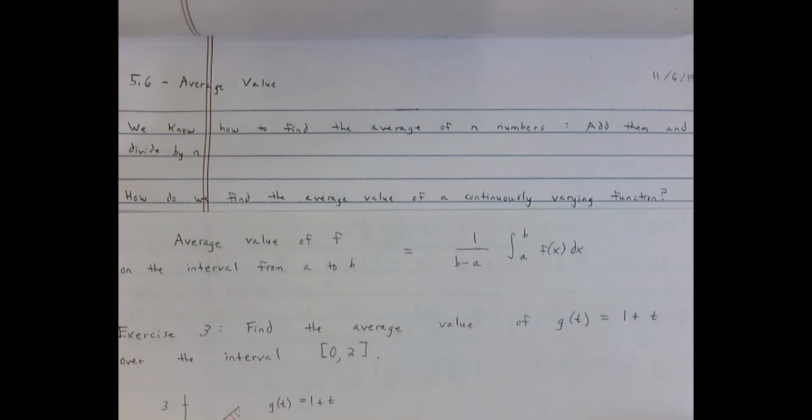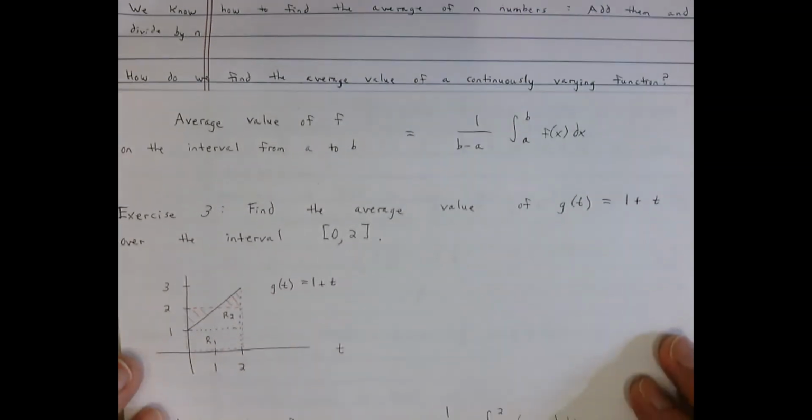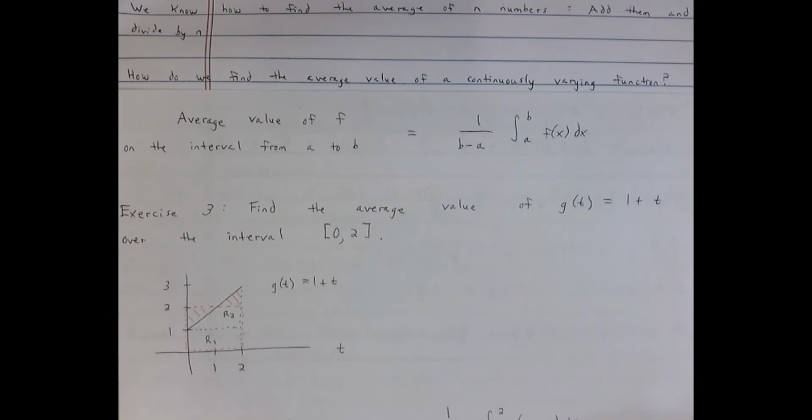Let's look at an example. Find the average value of g of t equals 1 plus t over the interval 0 to 2. You can see I've drawn the graph of g of t. It's simply a line with y-intercept 1.